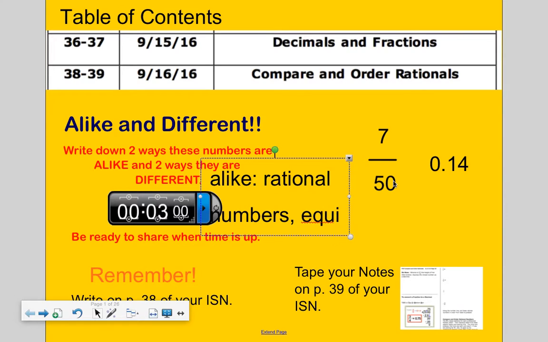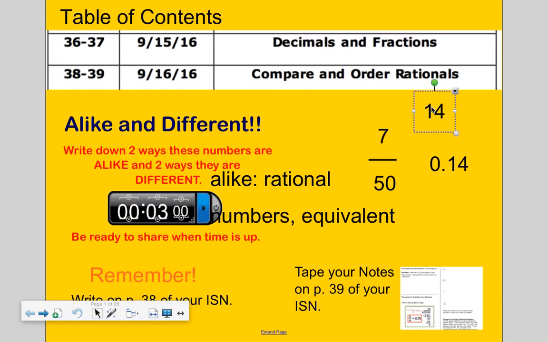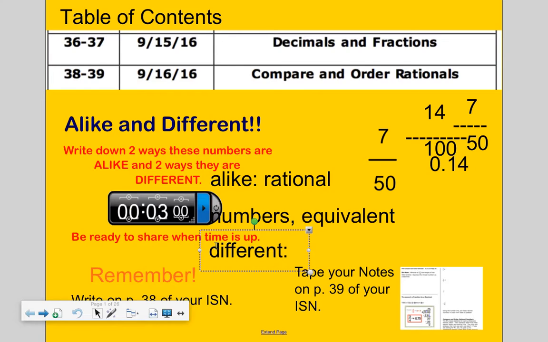Aren't they equivalent? Let's see. I heard myself say this is 14 hundredths. Can I simplify 14 hundredths? I believe I can simplify it to 7/50. So 14 hundredths is equivalent to 7/50. So they are equal. And now, how are they different?